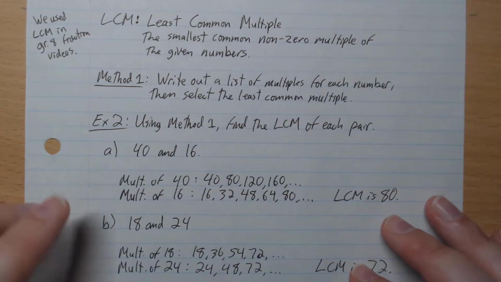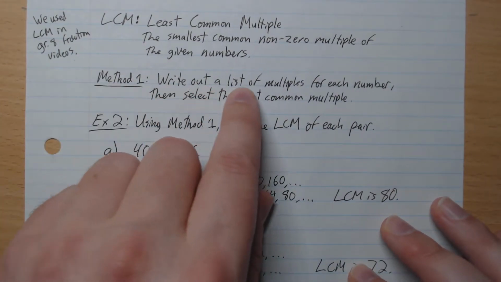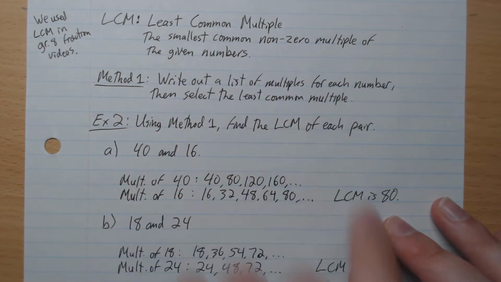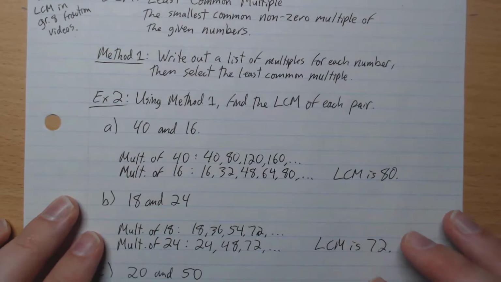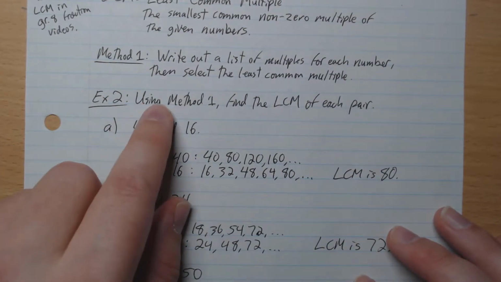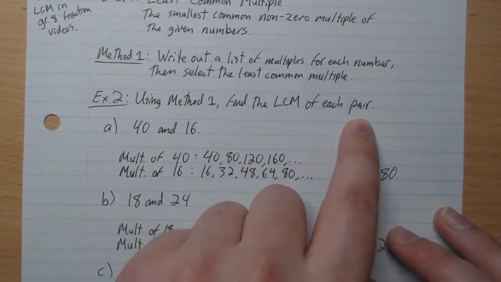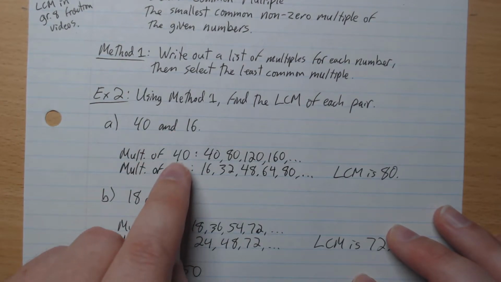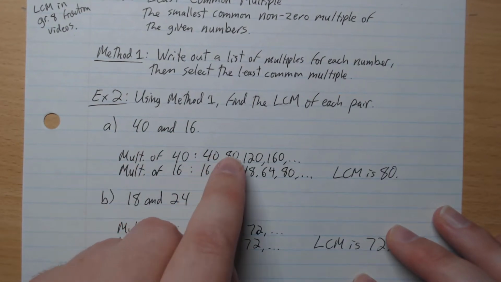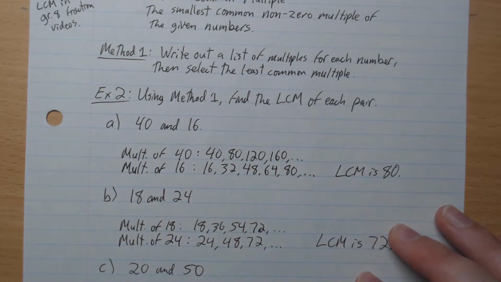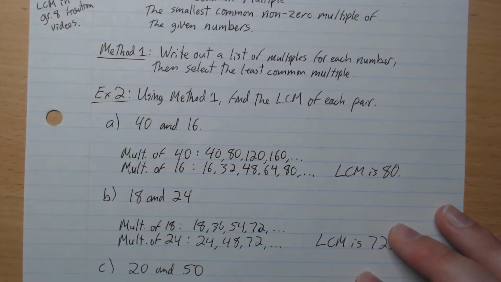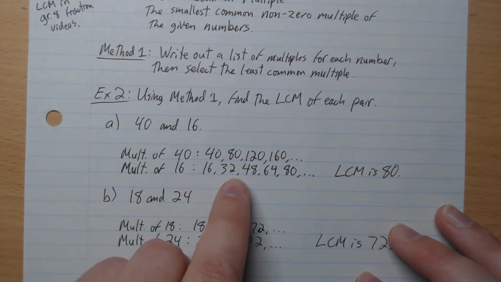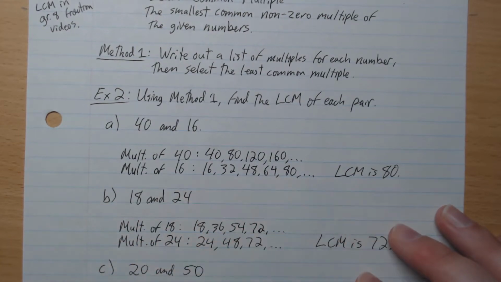So let's take a look here. Method 1 is to write out a list of multiples for each number and then select the least common multiple. So let's do some examples. Example 2, using method 1, find the LCM of each pair. So we have 40 and 16. We're going to look at multiples of 40: 40, 80, 120, 160, etc. It keeps going like that. That's our method here, we're just making a list. Multiples of 16: 16, 32, 48, 64, 80, etc., etc.